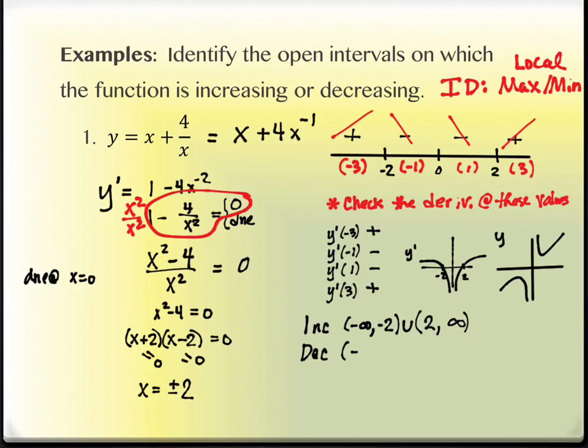Where is the graph decreasing? -2, 2. Is it -2 to 2? Yeah, it has a break at 0. We have to identify the break at 0 because at the asymptote, there's no derivative. Therefore, the derivative is not doing anything. It doesn't exist there. So we would identify that there is a break, and it would look like that. So -2 to 0, and then 0 to 2.